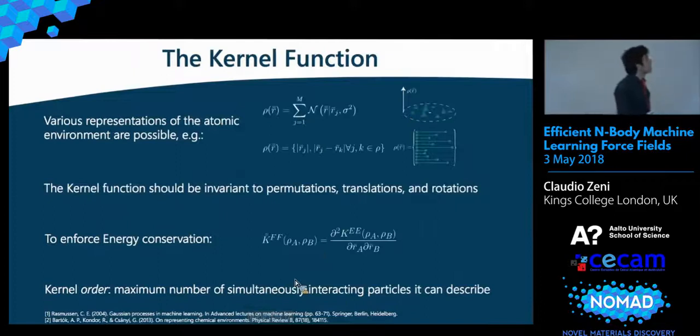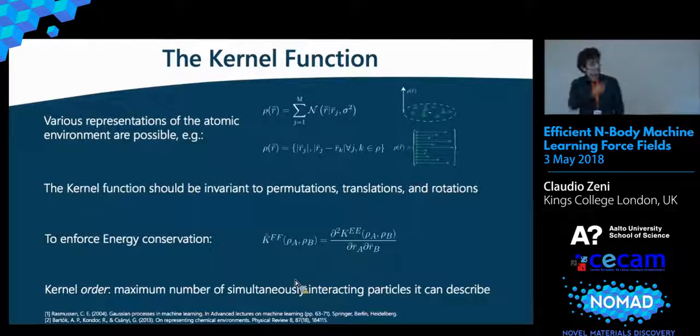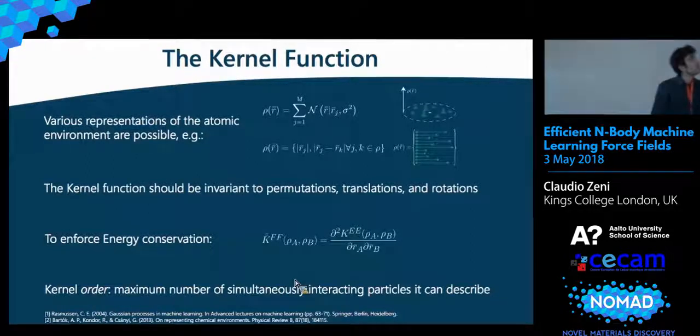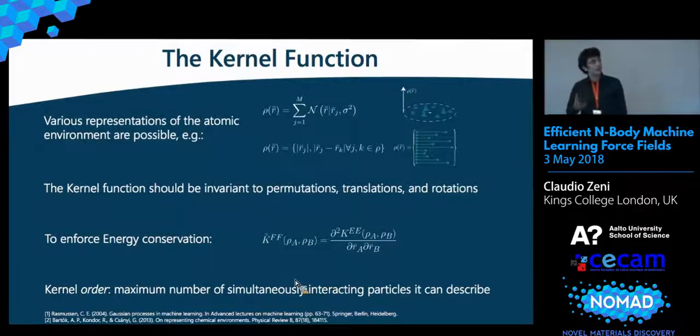So a few words on the kernel function. As said, this is a similarity function. First of all, we need to represent the atomic environment. There are many choices possible. One of the most widespread ones in the Gaussian process field is the SOAP, the smooth overlap of atomic positions. We see one of the expressions there. The environment of an atom is expressed as a sum of Gaussians centered around each atom in the neighborhood.